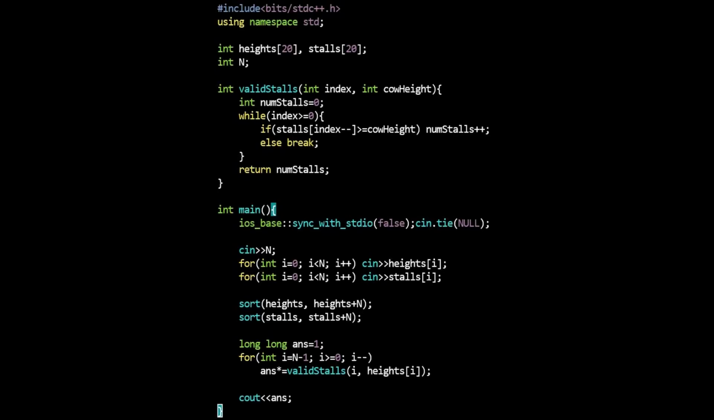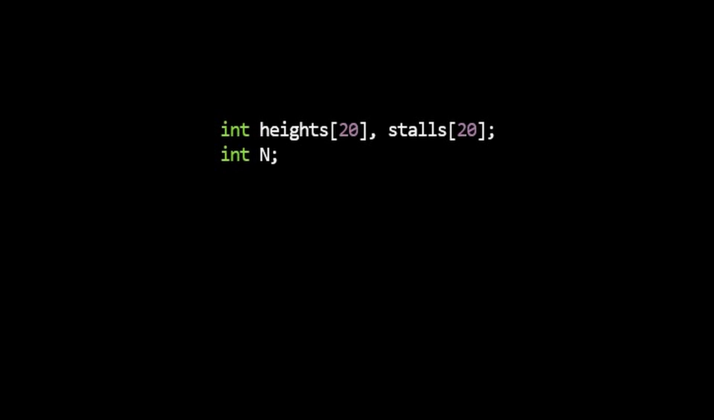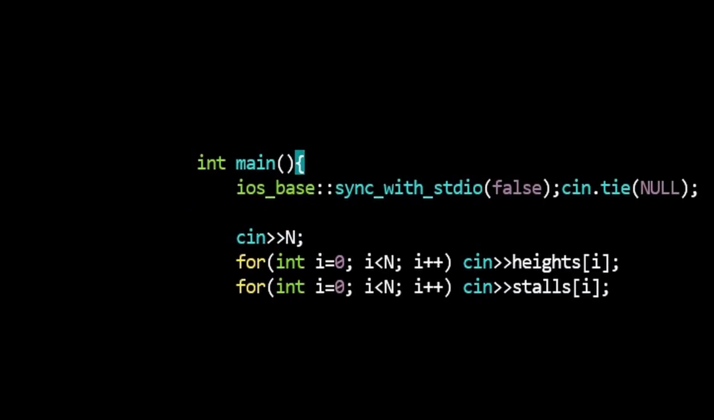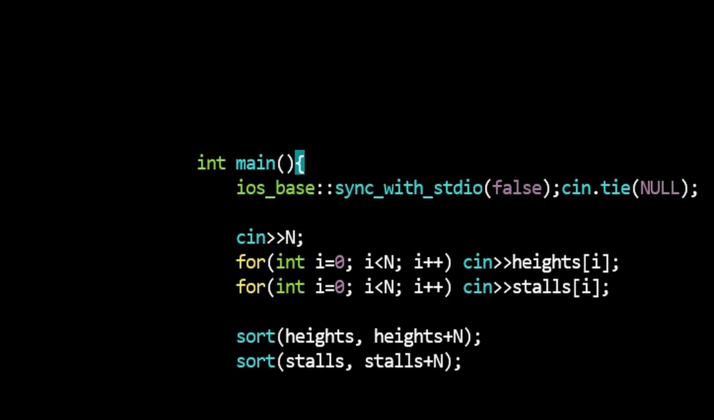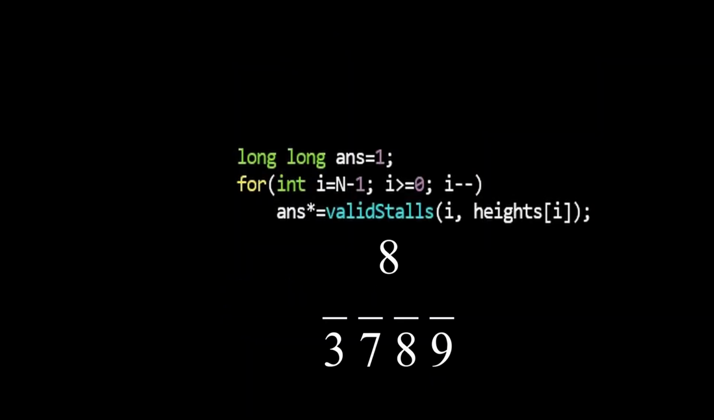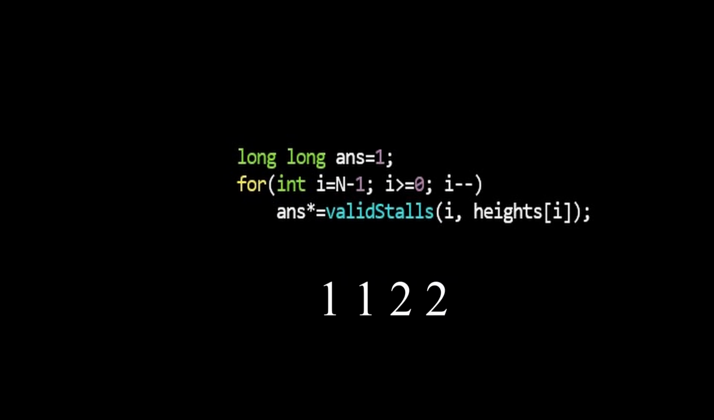This time, we initialize global variables since we're going to use a helper function and we're going to access those variables in the helper function. In main, we start by taking input into n and the heights of the cows and the stalls. Then we sort the arrays. Starting from the largest, tallest, I promise I'm not fat shaming here. We want to see how many stalls each cow can fit in, calculated by the valid stalls function, and multiply the resulting numbers together. Make sure to use long for the result, as it might exceed the integer size limit.